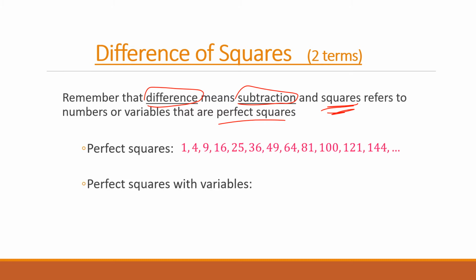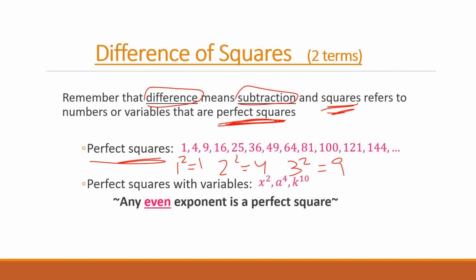Perfect square numbers are numbers like 1, 4, 9, 16, and so on. Those are perfect square numbers because 1 squared is 1, 2 squared is 4, 3 squared is 9. Each of the perfect square numbers can be created by taking another number times itself. With variables, any exponent that is even is a perfect square, because you can divide even exponents in half, and that's what you have to do when you take a square root.